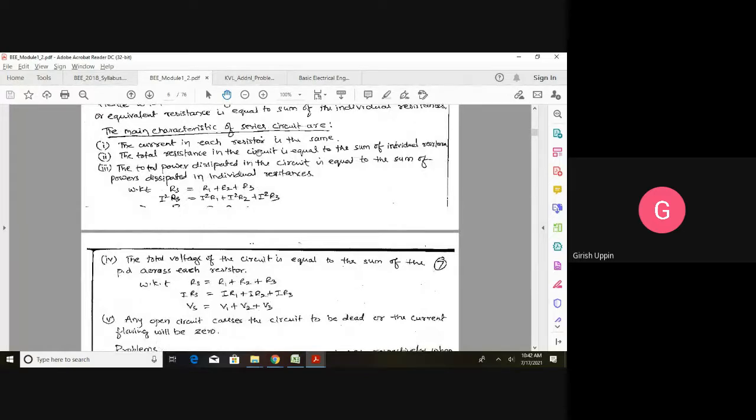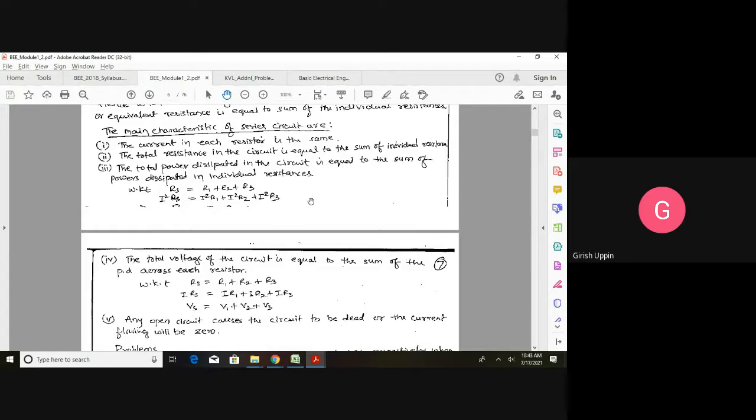The current in each resistor is the same, because there is only one path, so current is the same. Total resistance in the circuit is equal to the sum of the individual resistances. Okay, if I connected 10 ohm, 20 ohm and 30 ohm, what would be the equivalent resistance? It would be 10 plus 20 plus 30, that is 60 ohm is the equivalent resistance.